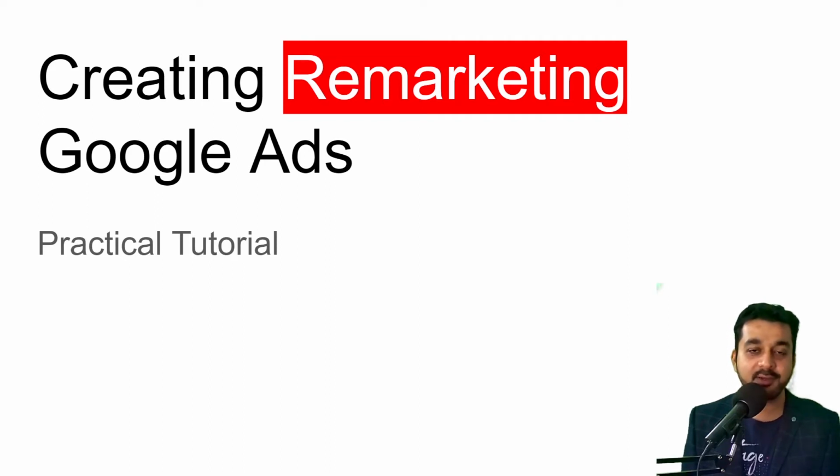So today we'll learn this concept of creating remarketing ads in Google. And you can remarket people through different ways. You can remarket them by showing them display ads. You can remarket them by showing them video ads. A lot of different things can be done.